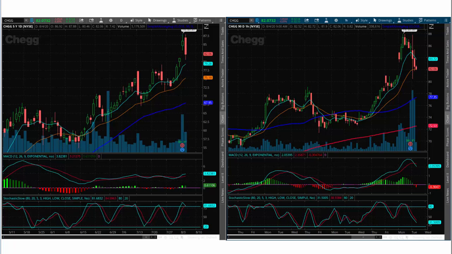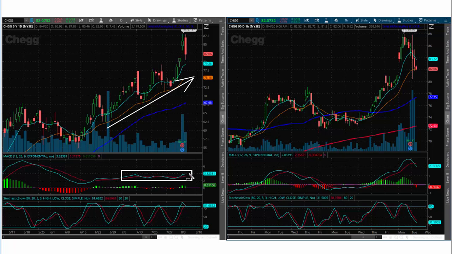So for starters, we have Chegg here. Number one, we have an uptrending chart. I trade the price action more than anything else, and what I see here is a strong stock that's trending up. I like to buy dips within uptrends. You have the MACD stuck at a high level, and you have the stochastic, which is nicely oscillating up and down.